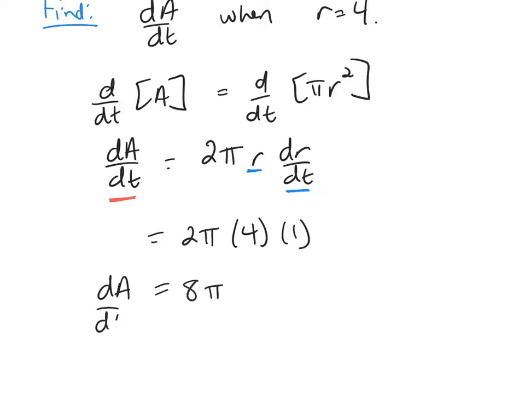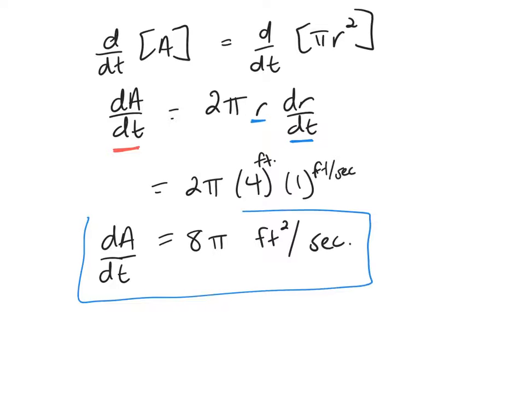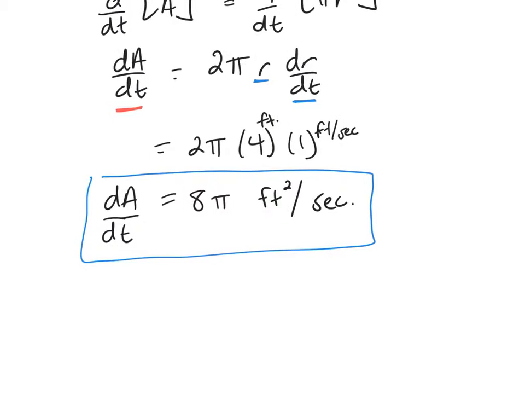Now your answer needs to have units on it. So let's think about our units back up here. This 4 was in feet. This 1 was in feet per second. So because I'm multiplying here, my units will be square feet per second. And there's my answer for the rate of change of the area when the radius is 4.